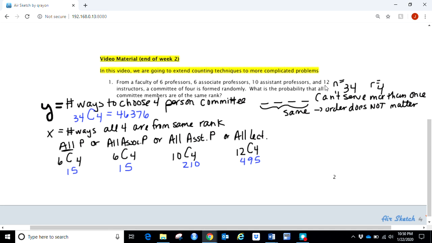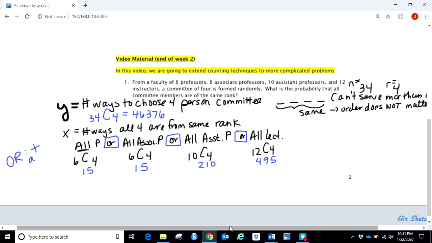But now the question is really, what do I do with these numbers? Let's focus on our word here, right? We're going to do this, or this, or this, or this. As soon as I'm seeing that word, or, that's going to be telling me that I want to add my values together. So I'm going to add 15 plus 15 plus 210 plus 495 to give me a total then of 735 ways that they could all be of the same rank.